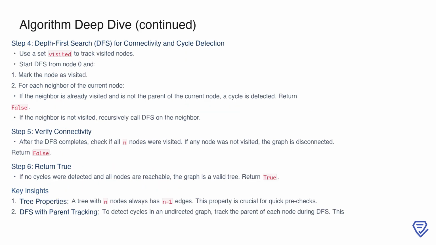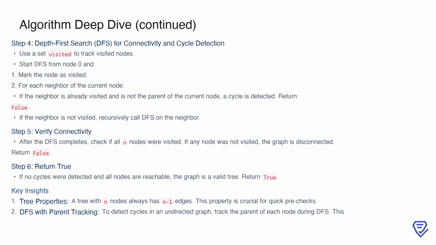Once the adjacency list is built, we use depth-first search, or DFS, to explore the graph while checking for connectivity and cycles. We maintain a set called visited to keep track of nodes we've already processed. Starting from node 0, we mark it as visited and inspect its neighbors. If we encounter a neighbor that has already been visited and it is not the parent of the current node, this indicates a cycle, and we return false. If the neighbor hasn't been visited, we recursively call DFS for that neighbor.